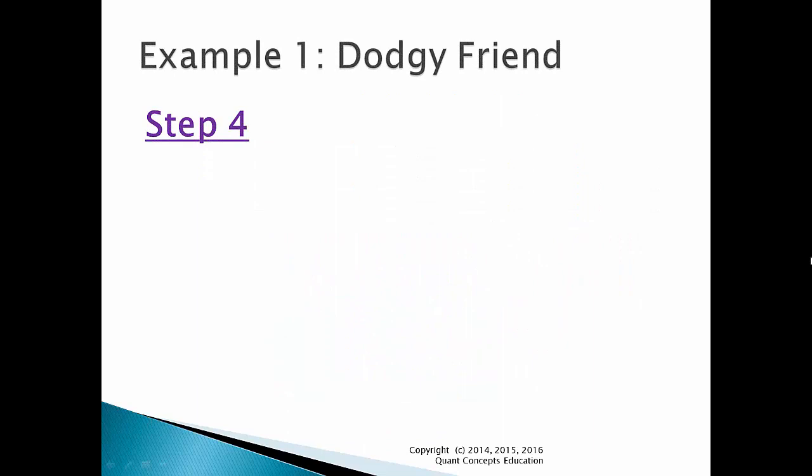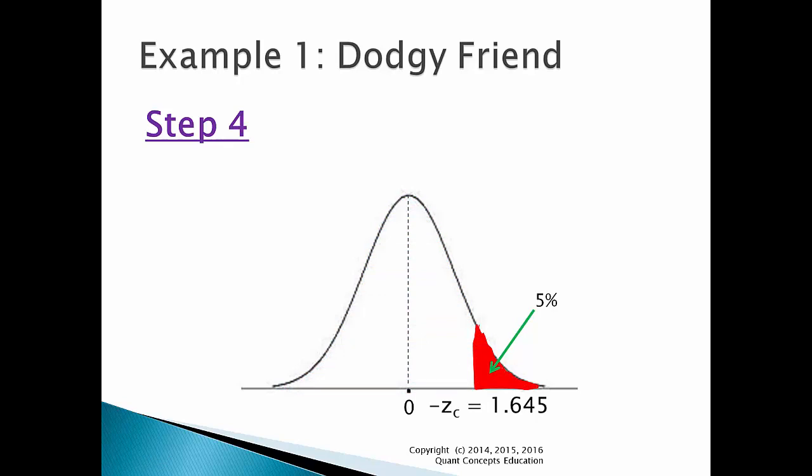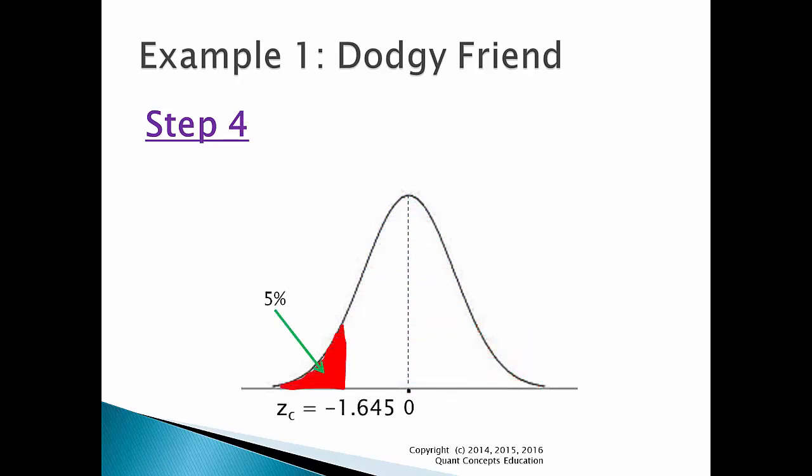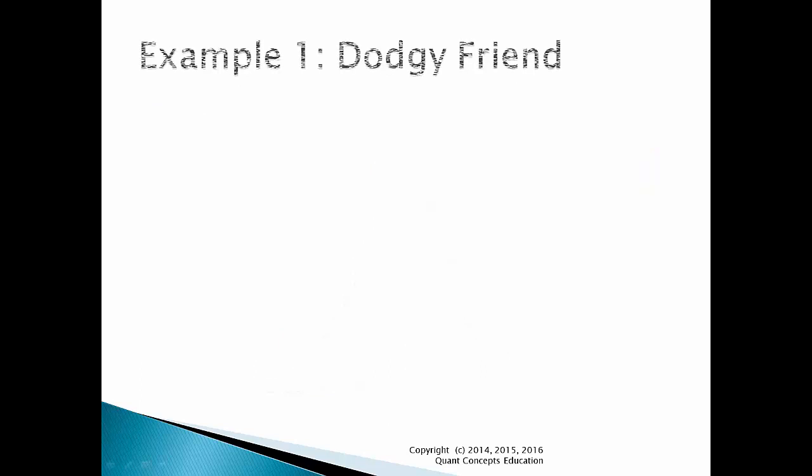Okay, so back to our distribution. We now know that the negative of our critical value is equal to 1.645, which cuts off the top 5% of observations. And due to the symmetry rule, the critical value we're after must be equal to minus 1.645. Now, what does this mean? This tells us the cutoff of the rejection region. How do we interpret the Z critical value? It tells us how many standard errors away the rejection region is from the mean. Don't worry, I'll explain this in more detail shortly.